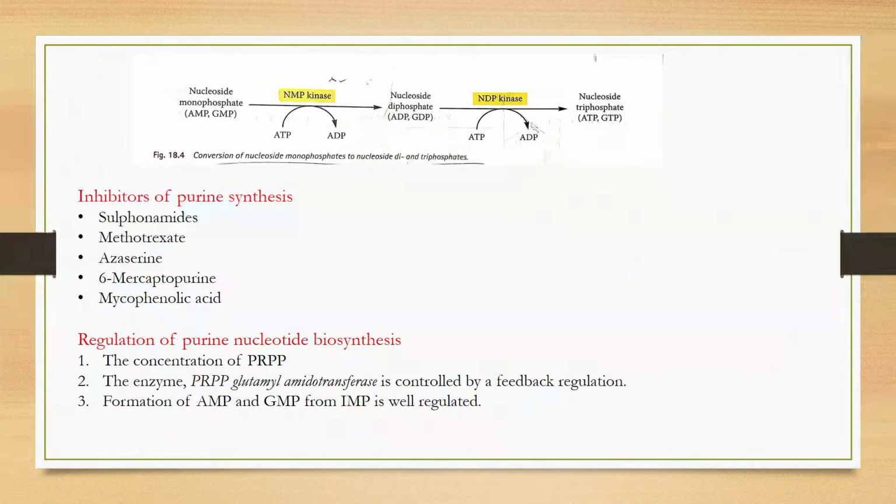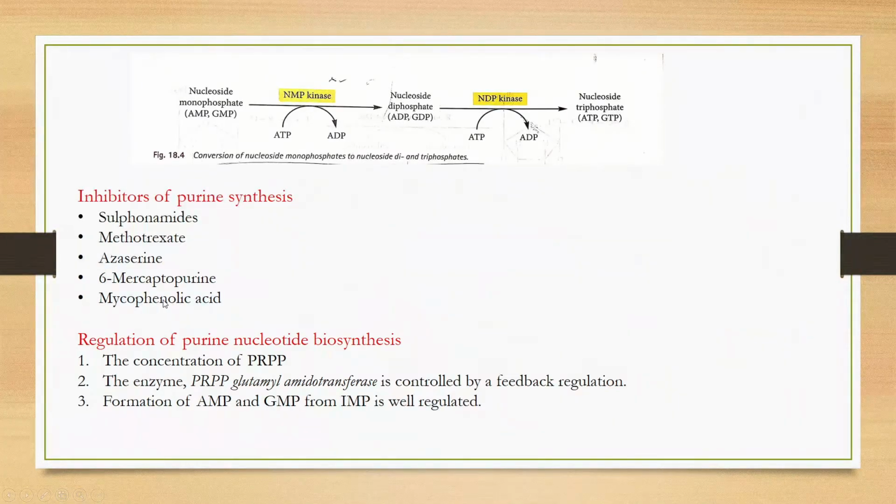Sulfonamides act as antibacterial agents because of this inhibition of folic acid synthesis and thereby DNA and RNA synthesis in bacteria. Methotrexate, a structural analog of folic acid, is used as an anti-cancer drug. Azaserine is a glutamine antagonist and blocks steps 2 and 5 reactions, particularly step 5.